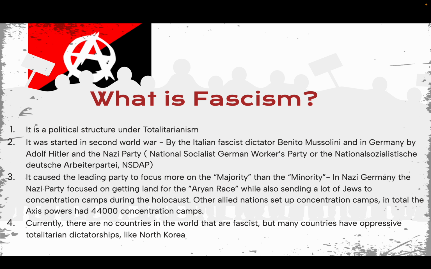Basically meaning getting all the German ethnics, all the original Germans together, and killing all the non-Germans in concentration camps. They also sent a lot of Jews to concentration camps during the Holocaust. Other nations that were allied to Nazi Germany set up concentration camps. In total, the Axis powers had 44,000 concentration camps that were only dedicated to Jews.